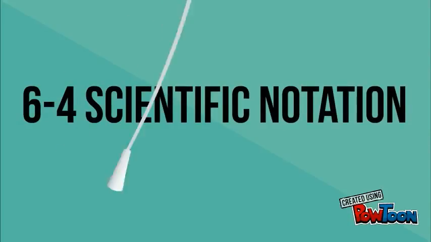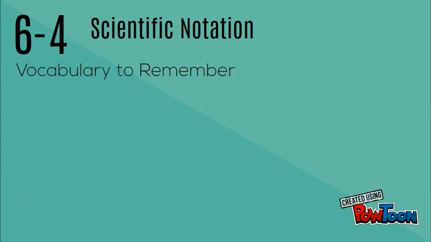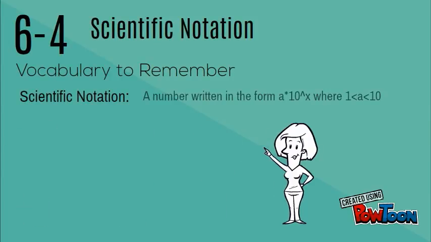6.4 Scientific Notation. Scientific notation, vocabulary to remember. Scientific notation, a number written in the form a times 10 to the x, where a is larger than 1, yet smaller than 10.